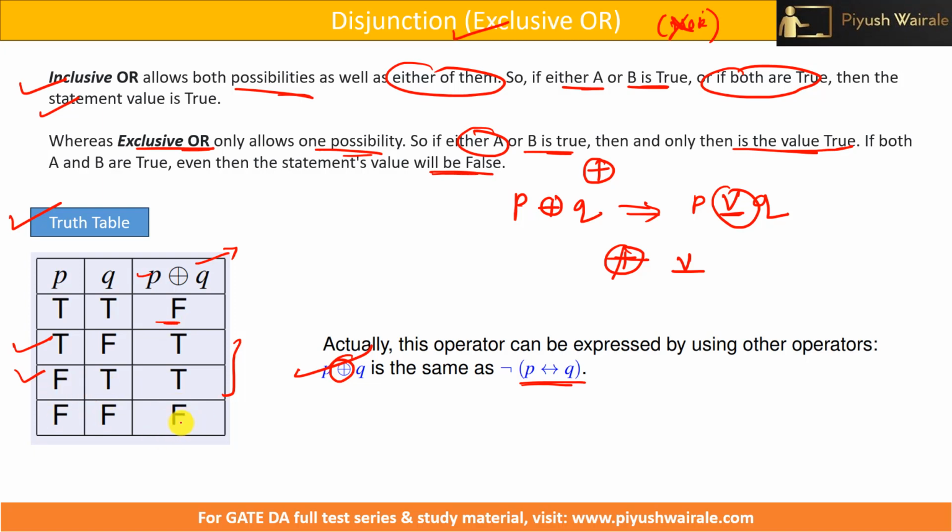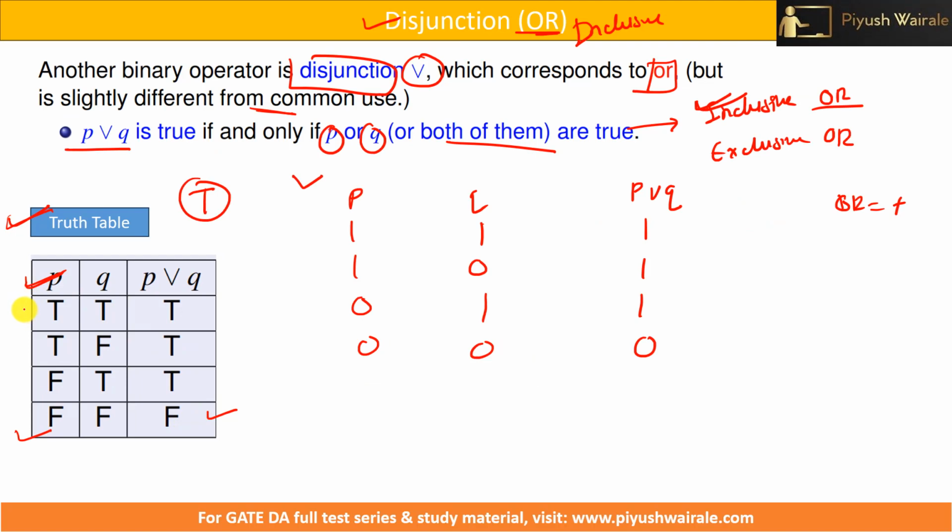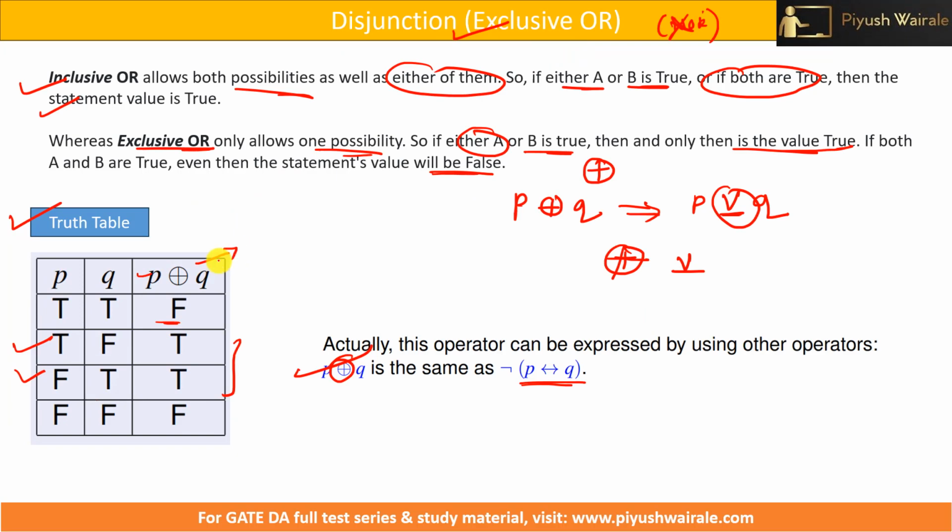Right? So if you compare with the previous slides, here you can see true or true is basically true in the case of inclusive OR, but true or true is basically false in the case of exclusive OR. Okay, so please remember this very important point. It may be asked in the exam about this inclusive and exclusive OR. Okay, so I hope you understand this particular concept.